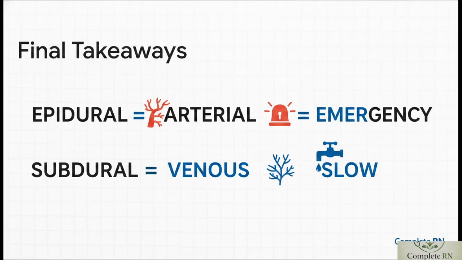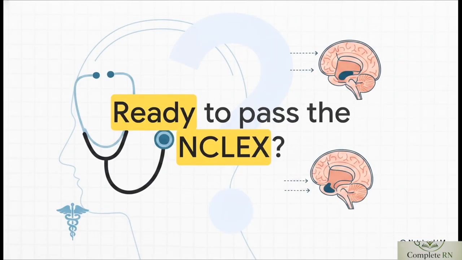Let's lock those core mnemonics in one last time before we wrap up because they are truly the secret to nailing these questions. Remember, epidural equals an arterial bleed, which means an absolute emergency. Subdural equals a venous bleed, which means slow symptom development. With these clear, structured distinctions in your toolkit, are you feeling ready to pass with total confidence?